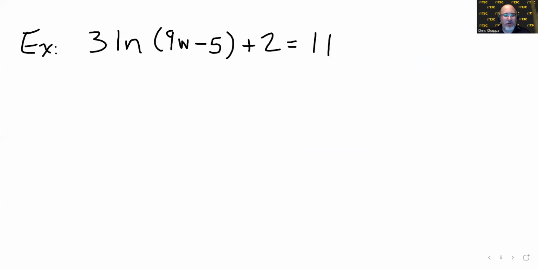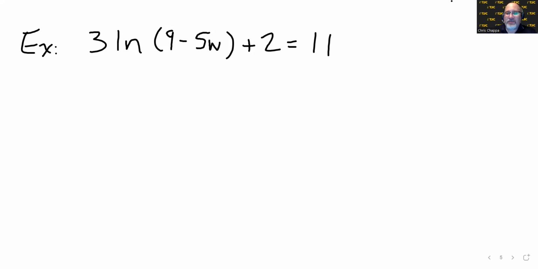Make sure I've got it written correctly. It's 3 times the natural log of 9 minus 5, whatever the variable is. Oops, I got the equation backwards. It should be 9 minus 5t, not 9w minus 5. All right, let me fix that. 9 minus 5t, or w. It really doesn't matter what letter we use. I'm just trying to preserve the same equation that is in the homework. 3 times the natural log of 9 minus 5w, or t, and then outside that, plus 2 is equal to 11. All right, so why is this problem different?